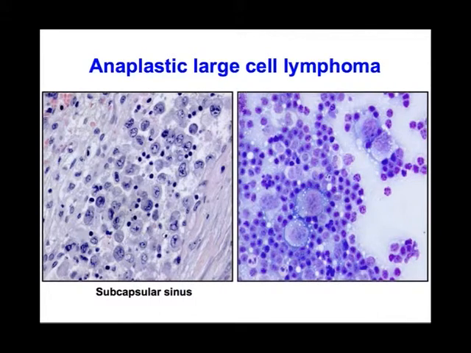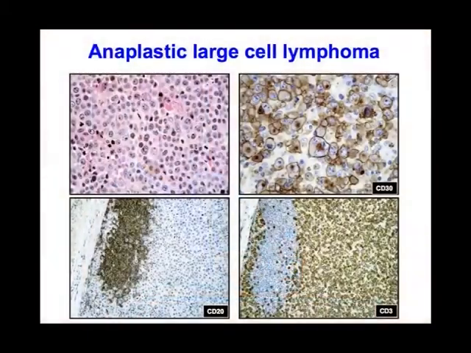Now, everybody will have learned in medical school that the most vacuolated characteristic lymphoma is Burkitt's, which isn't true. The most vacuolated cells you see in any lymphoma are anaplastic large cell lymphoma. They always look like this in my experience when you do imprint preparations.